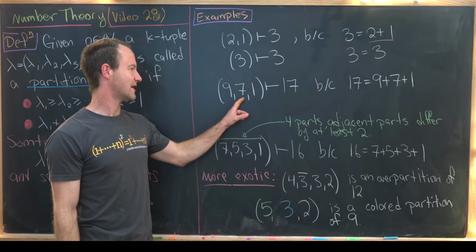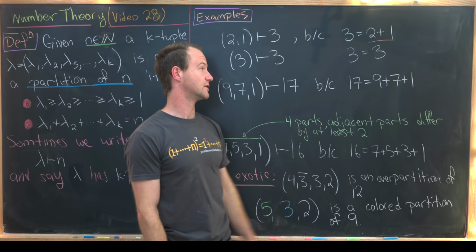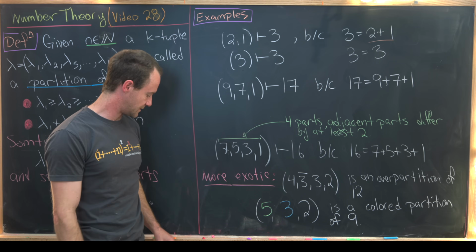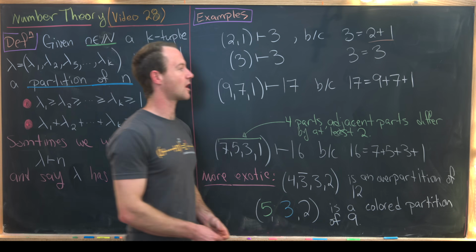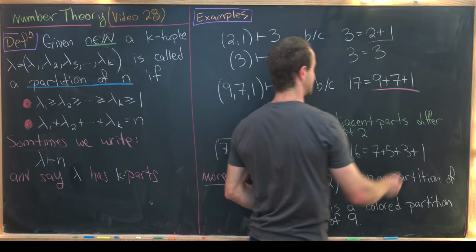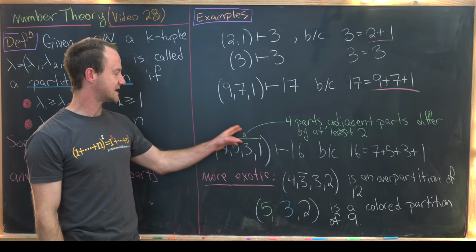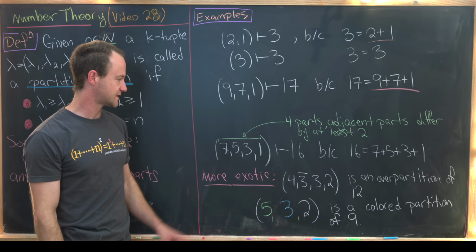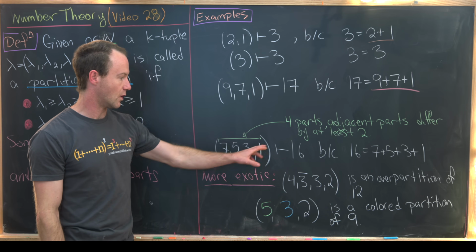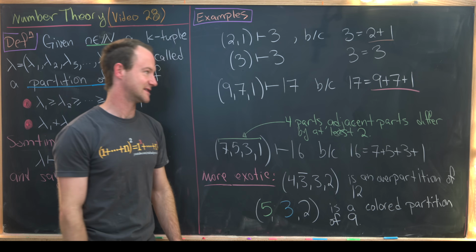Then 9, 7, 1 is a partition of 17 because 17 is equal to 9 plus 7 plus 1. And just like I said before, often instead of writing this tuple here, we would write just the addition problem like this. Okay, then here is a partition with 4 parts. So 7, 5, 3, 1, that's a partition of 16 because all of those numbers add to 16.